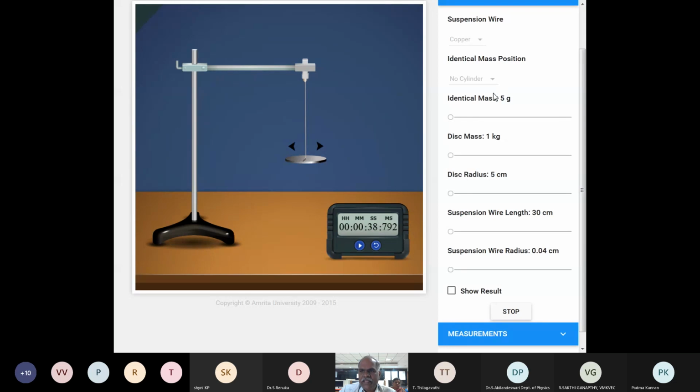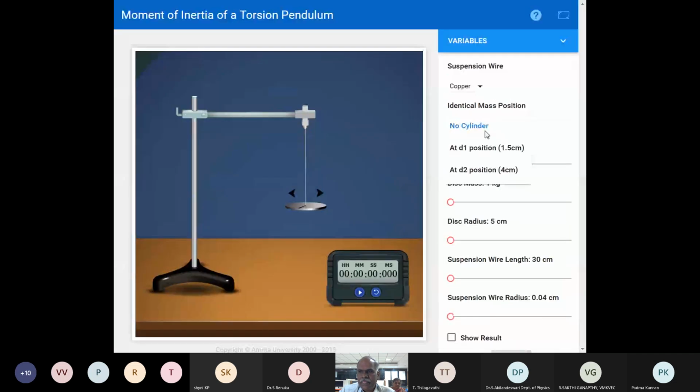So now we are adding the cylinder. Reset the clock. Now add the weight. At the position of D1, the distance is 1.5 centimeter. The mass is placed on the disc so that the distance from the center of the wire or disc to the center of the mass is 1.5 centimeter. It is converted into meter: 1.5 into 10 power minus 2 meter.